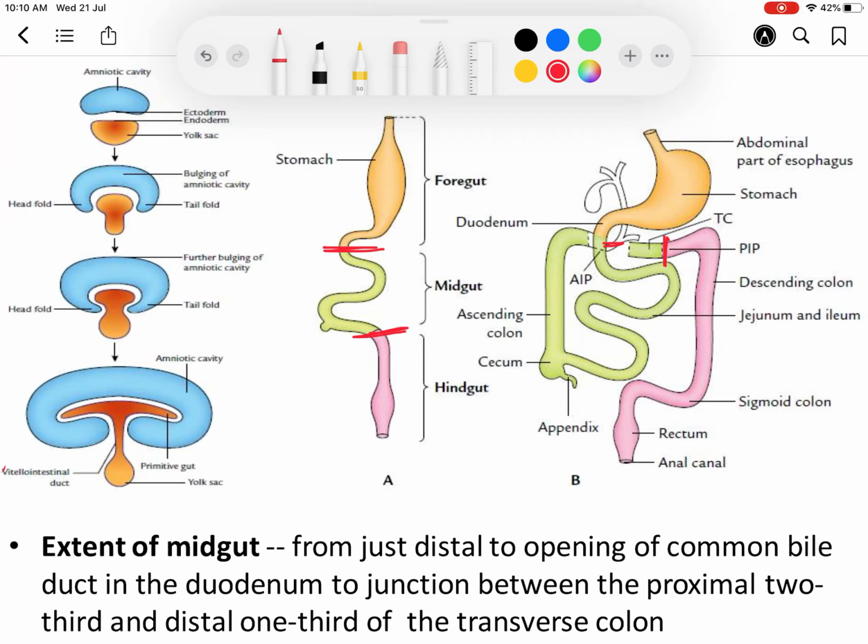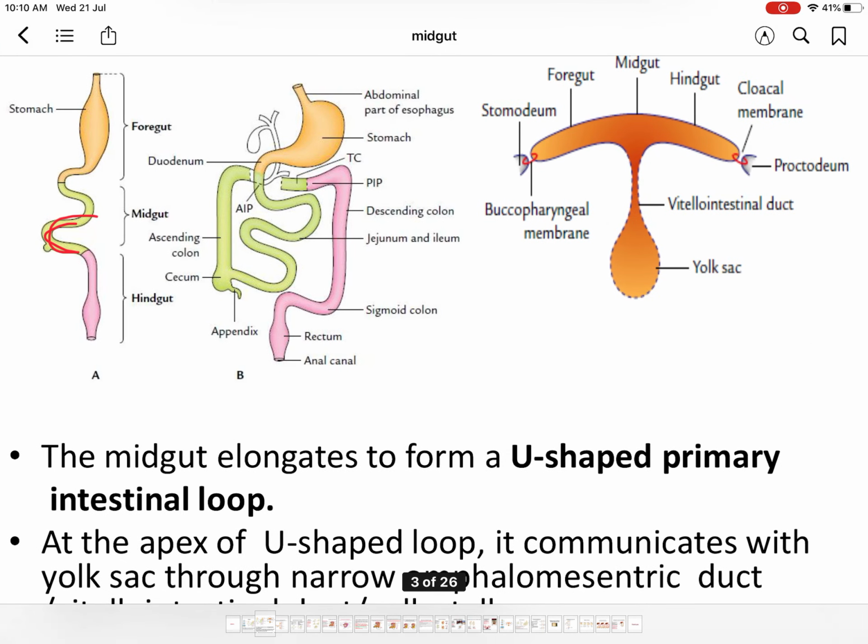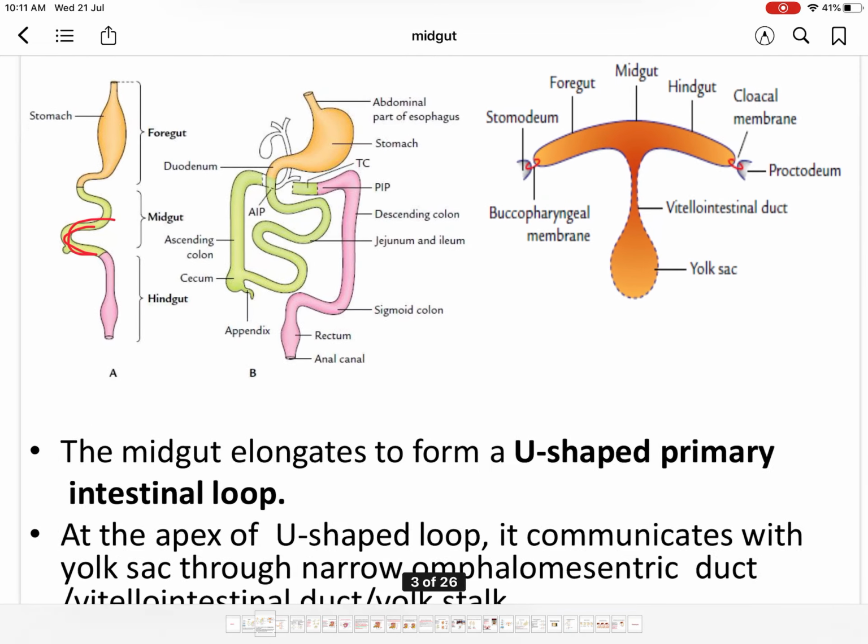The midgut starts from the second part of the duodenum where the bile duct is opening, and it extends up to the junction of the right 2/3 and left 1/3 of the transverse colon. So, this is the extent of the midgut. The junction of foregut and midgut is also known as the anterior intestinal portal, and the junction of midgut and hindgut is known as the posterior intestinal portal.